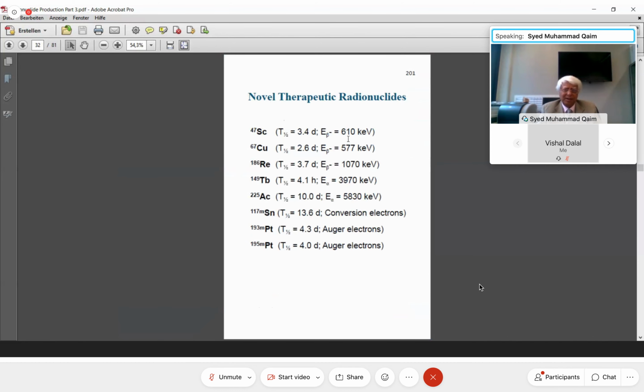radionuclides, therapeutic: scandium-47, copper-67, rhenium-186, actinium-225, tin-117m, platinum-195m, 193m. 195m is similar to 193m. It's the same way. Terbium-149, I just mentioned only through spallation and separation via online mass separation. So all these more or less unknown nuclei are fast developing, and different methods are being tried in the hope that they will be very useful. Okay.